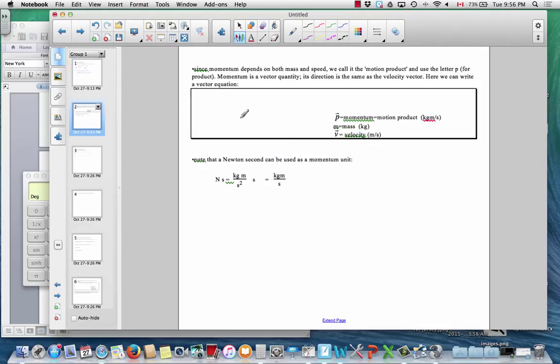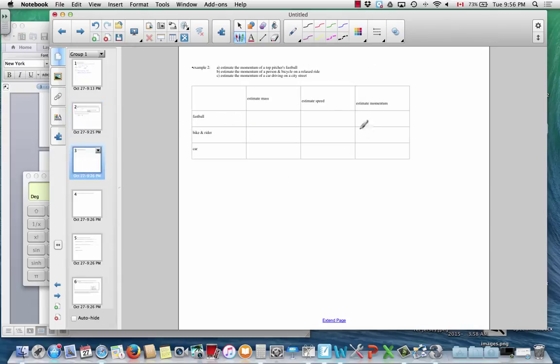Okay, so we define then the momentum as being the product of mass and velocity. It is a vector quantity, and the vector will just be in the same direction as the velocity. Now for the units, that's going to be kilograms times meters per second. Note that kilogram meters per second is equivalent to a Newton second by this derivation here. So an estimation exercise we'll do in class.